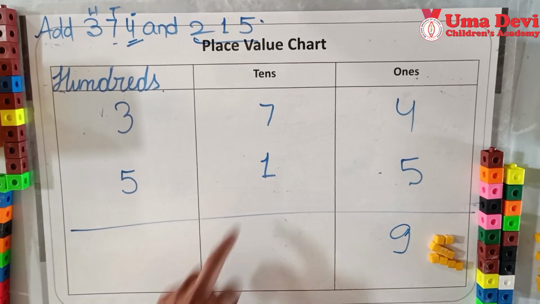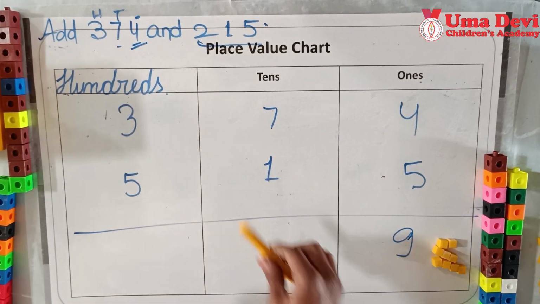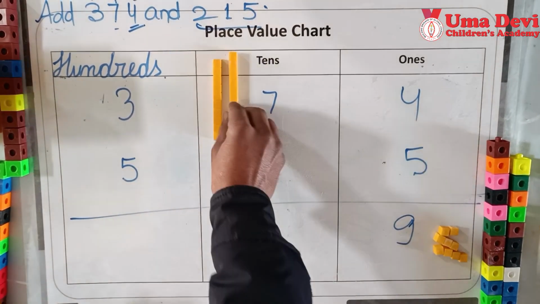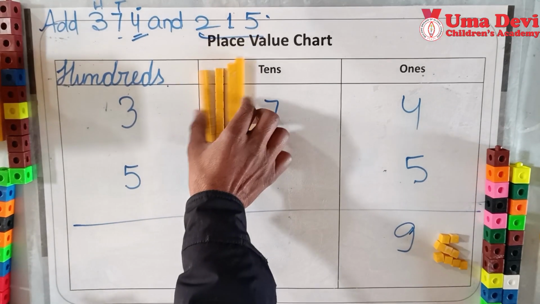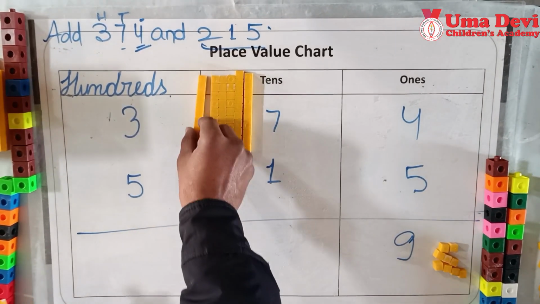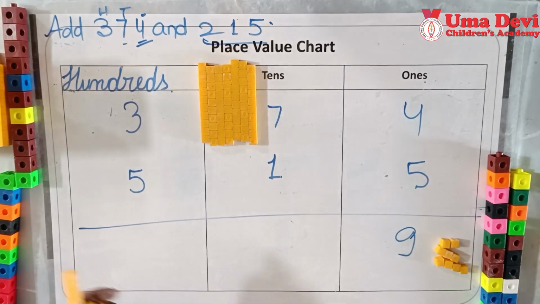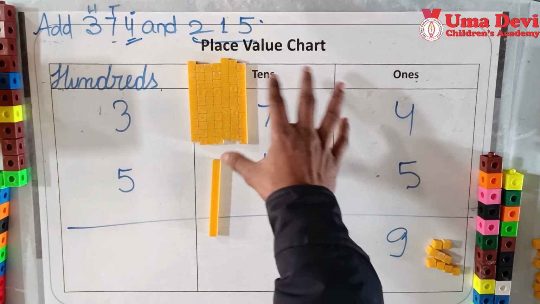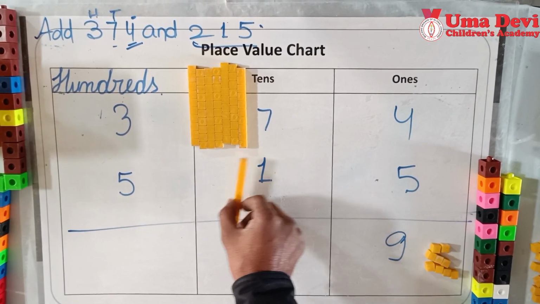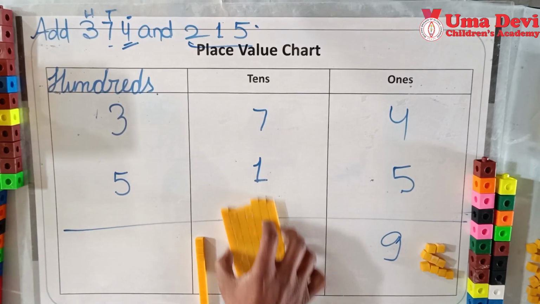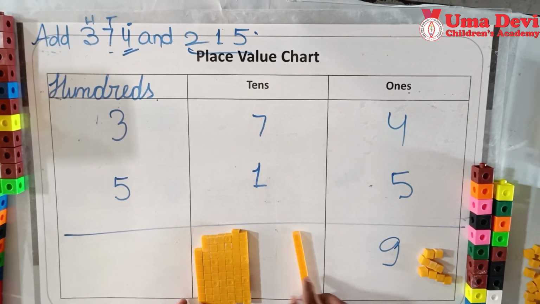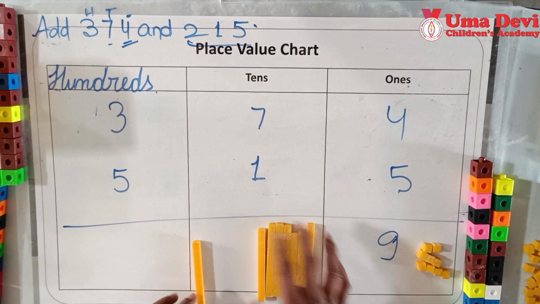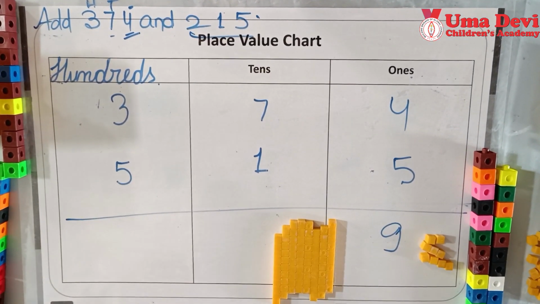Now look at this, this is the tens column. So I am putting 7 tens blocks here. 1, 2, 3, 4, 5, 6 and 7. Right. For this one, I will put 1 tens block. As we have to add 7 and 1, now we will put all these blocks together. So now count it. 1, 2, 3, 4, 5, 6, 7, 8. There are 8 blocks. So we will write 8 here.